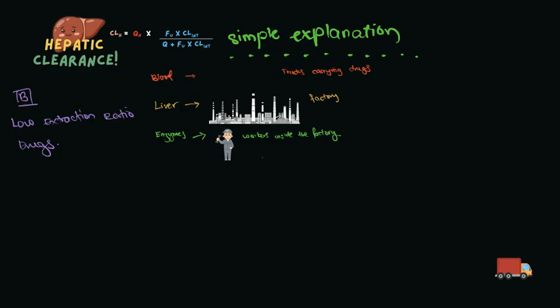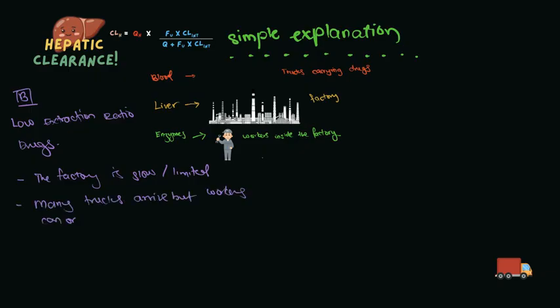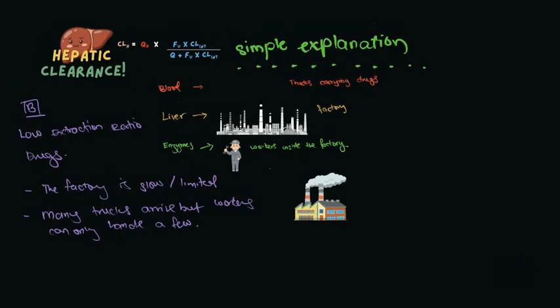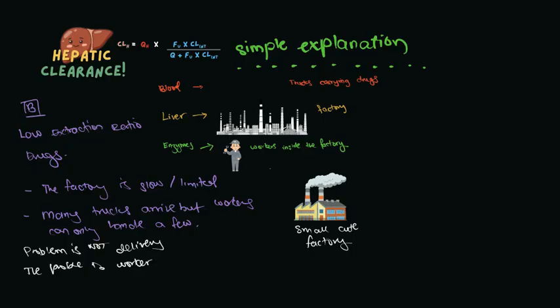We have a low extraction ratio drug. The factory in this case will be slow or limited. Many trucks arrive, but the workers can only handle a few. So we depict the scenario here with a factory which is far smaller and limited. So depicted here is a small, cute factory. Okay, so in low extraction ratio drugs, the problem is never about the delivery. The problem starts with the worker capacity to begin with. So it is enzyme limited.